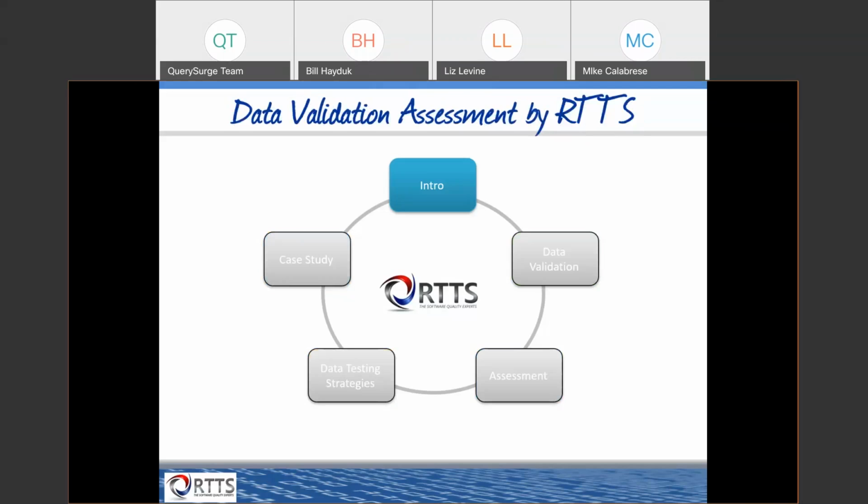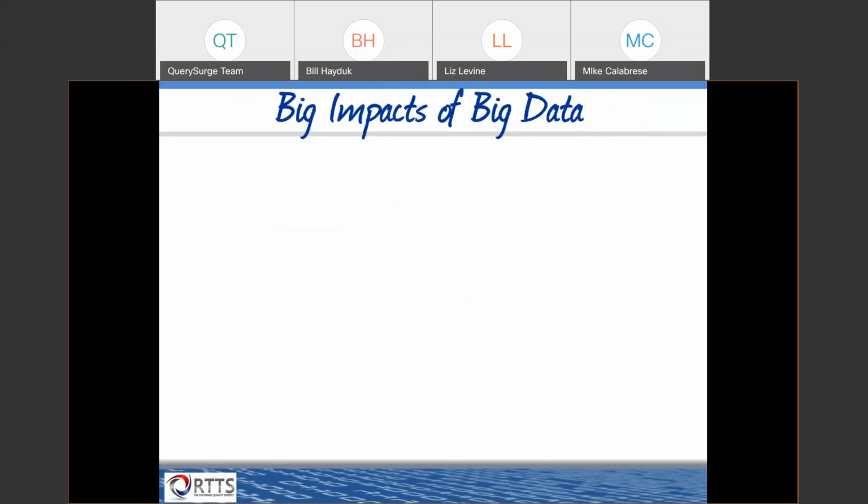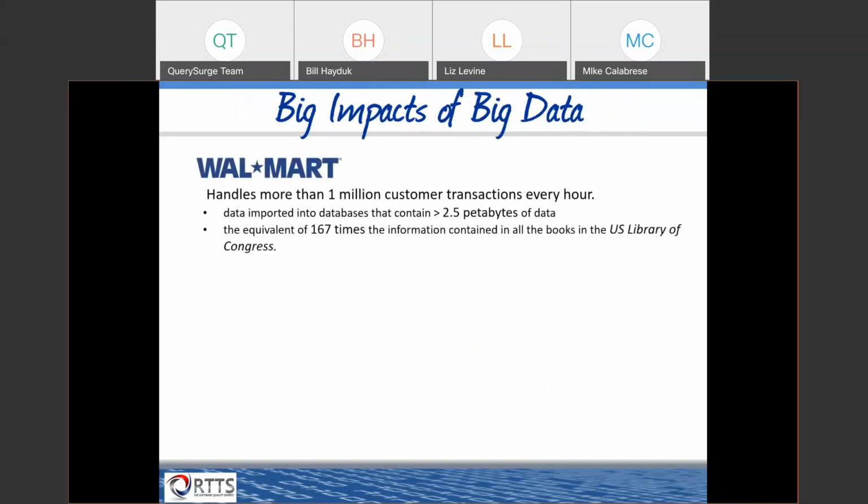So to start off with our introduction, talking about some of the big impacts of big data. We truly are living in a data-centric world now. Walmart, one of the biggest retail organizations in the world, handles more than 1 million customer transactions every hour. So that's about 2.5 petabytes of data coming into their systems. And to sort of put that in perspective, that's about 167 times the information contained in all the books of the U.S. Library of Congress.